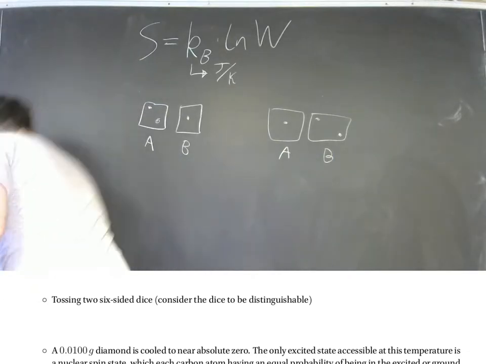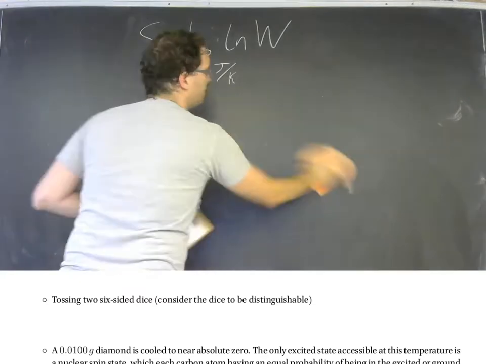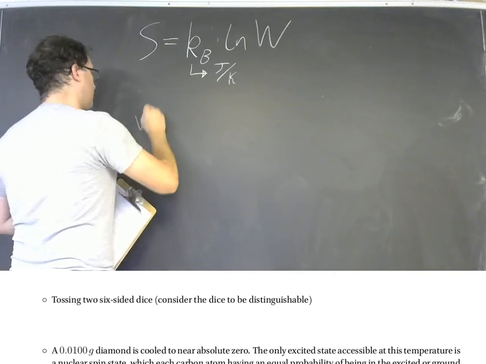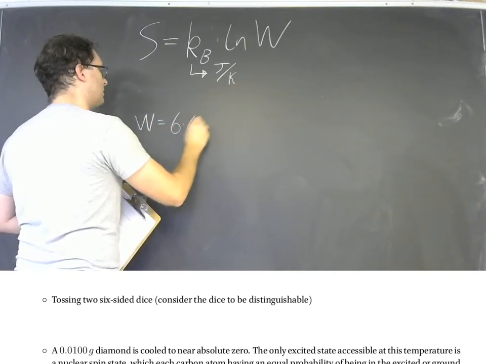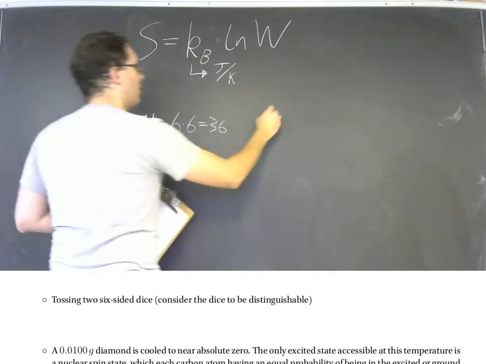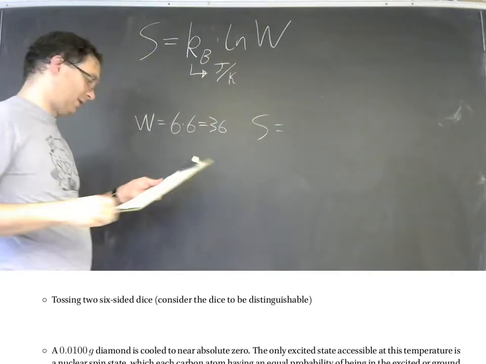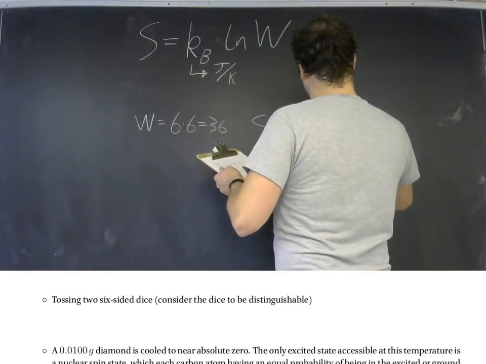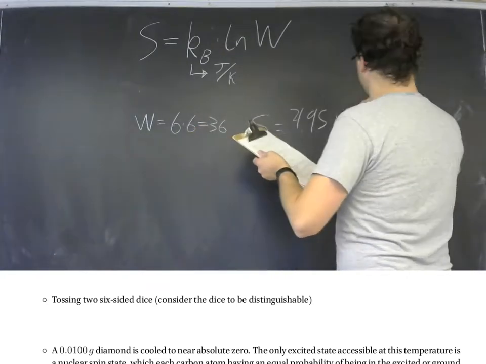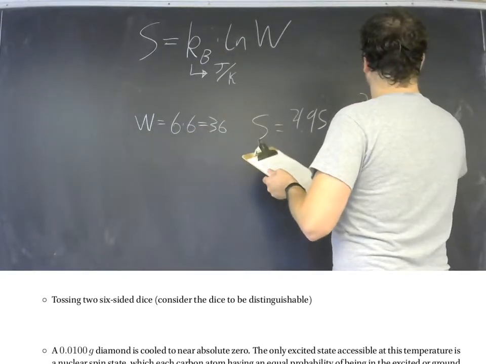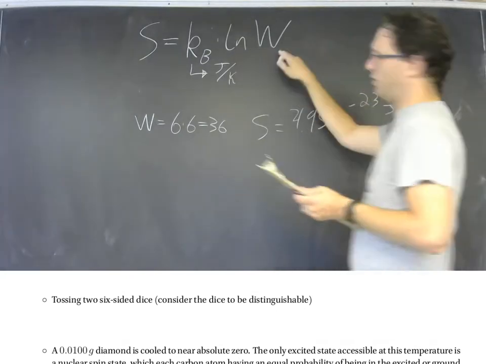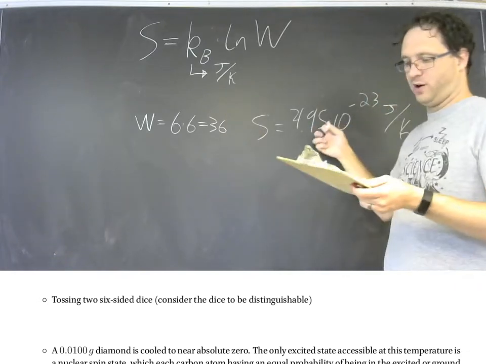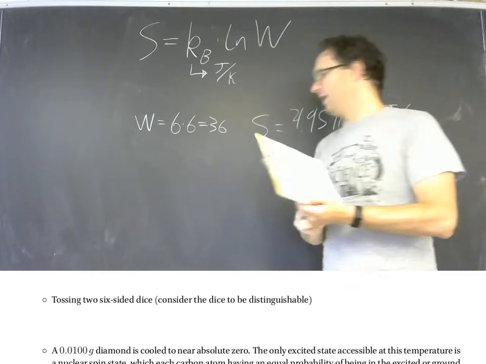So anyway, when you have distinguishable independent dice like this, then W is going to equal 6 times 6. That will equal 36. And we'll just plug W into our equation here. We get 4.95 times 10 to the negative 23rd joules per Kelvin. Taking the natural log of W makes the entropy climb not quite as fast as you would have thought. This is far less than 6 times our last value.